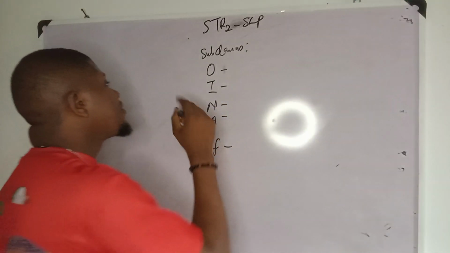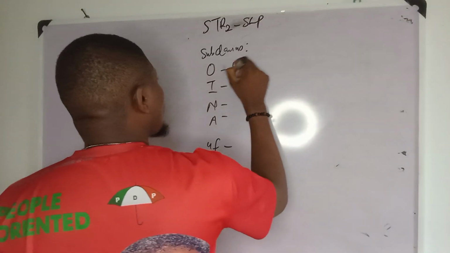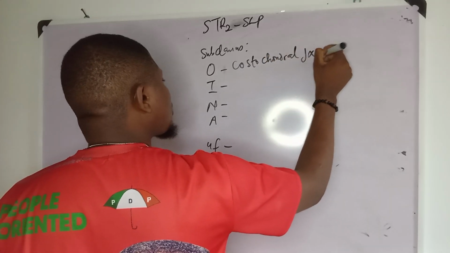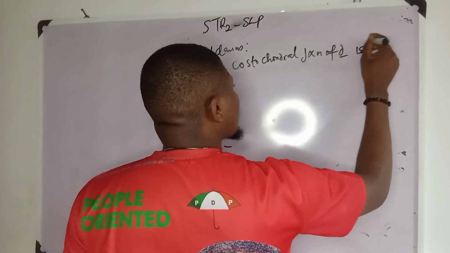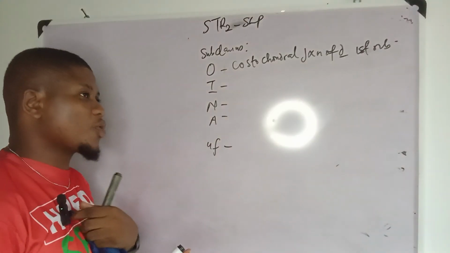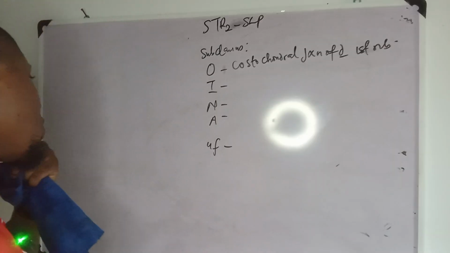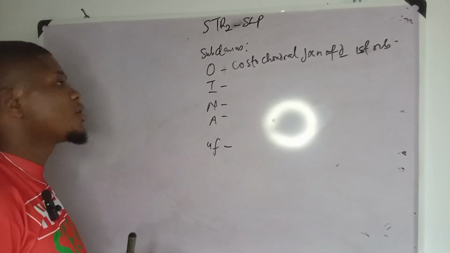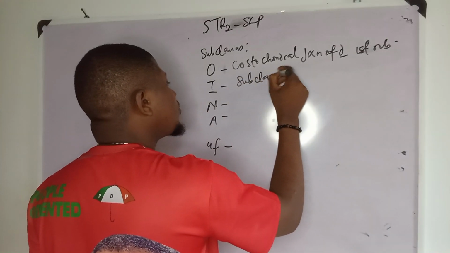Okay, if you come to the origin of this guy, it is the costochondral junction of the first rib. That is the junction between the first costal cartilage and the first rib. Then the insertion is at the subclavian groove.